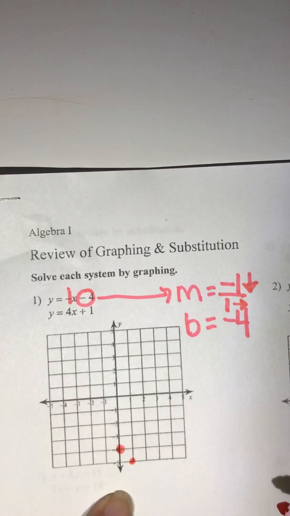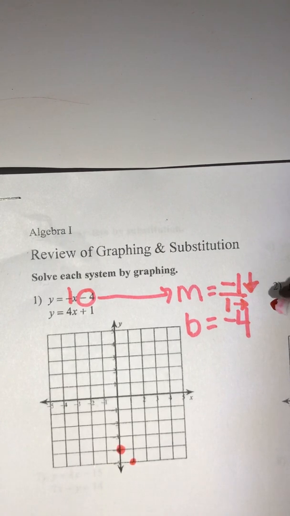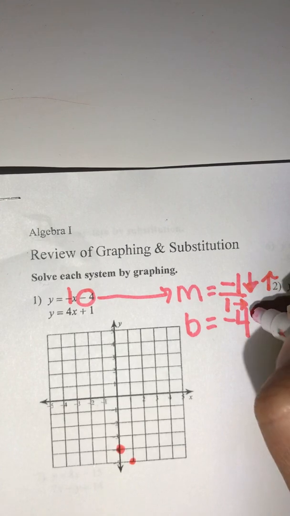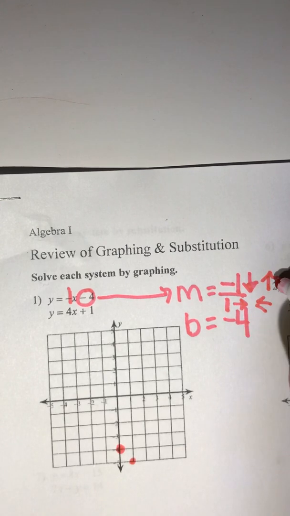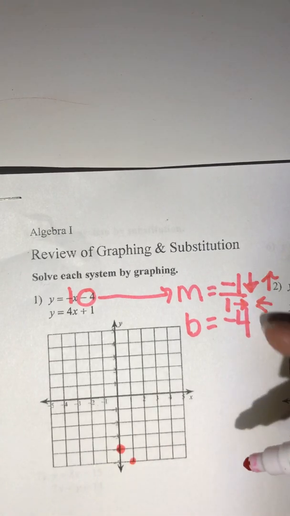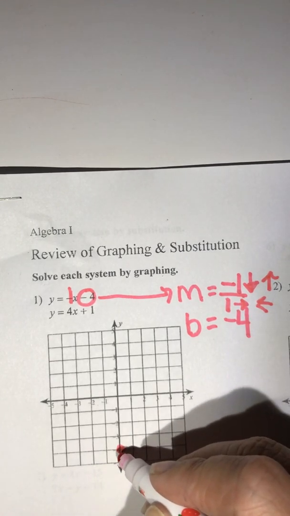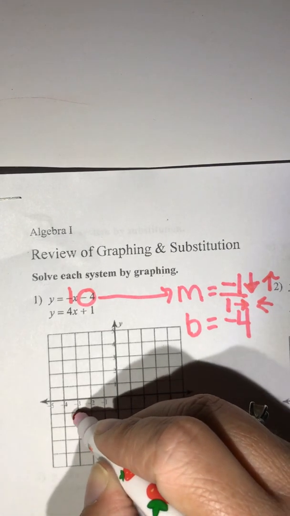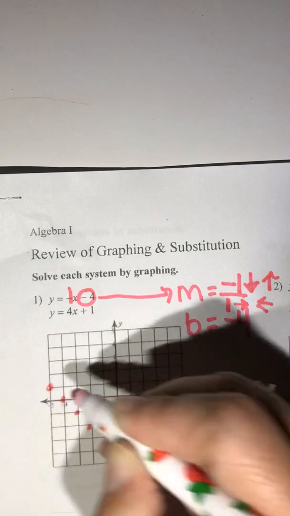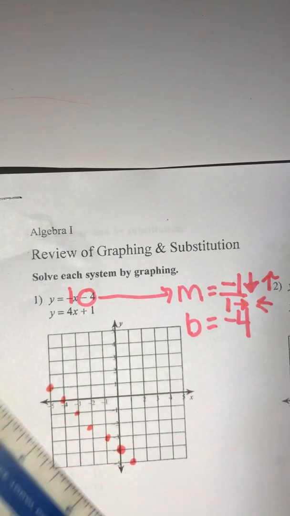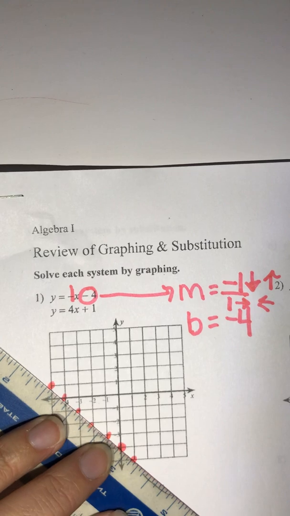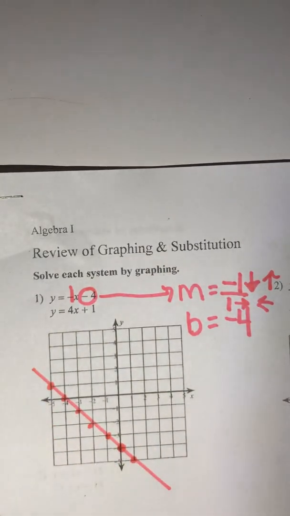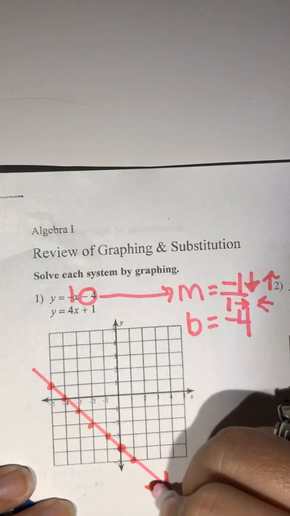Now I run out of room. So how I taught this in class is the opposite of going down is up. The opposite of going right is left. So if I follow those directions, up, left, I get back to my original point, up 1, left 1, and keep going all the way through your graph. You get what forms a line there. So I'm going to use a ruler, and I'm going to draw a straight line. It must be a straight line. It is a negative slope.